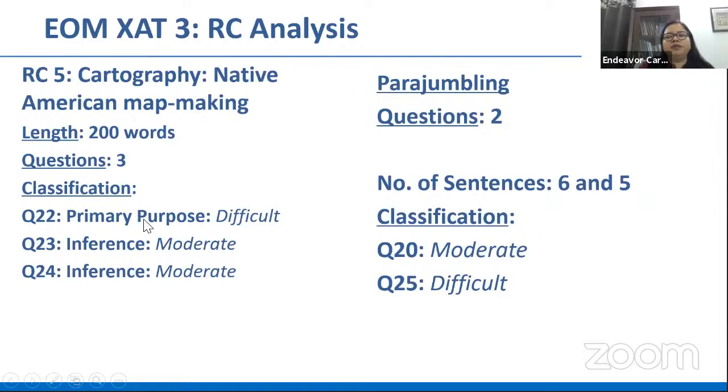Yes, the primary purpose question was difficult because the options are closed. When you're asked whether the purpose of the author is to analyze, to describe, or to argue, it's always very confusing identifying that. So that was slightly challenging, but the other two questions were moderate and wouldn't take you more than 8-9 minutes here.